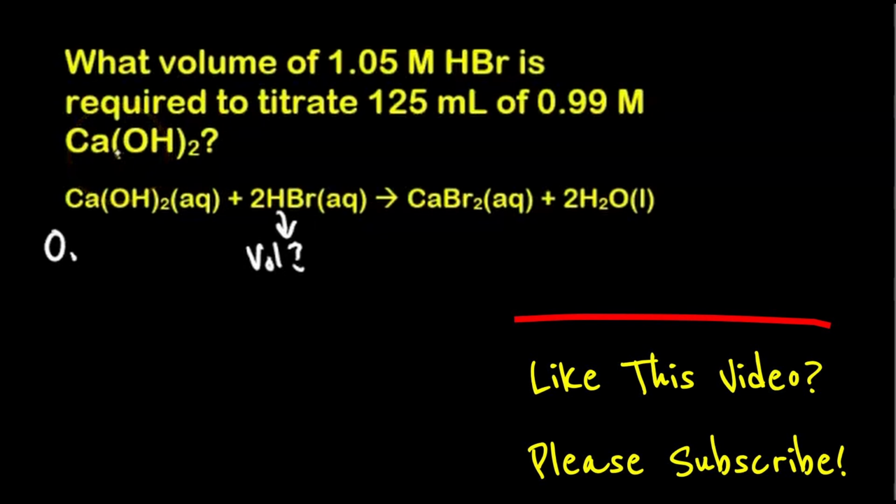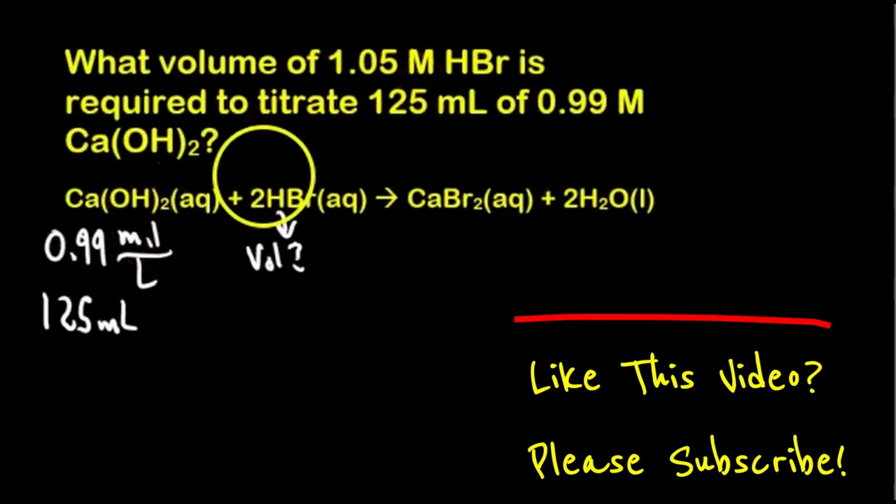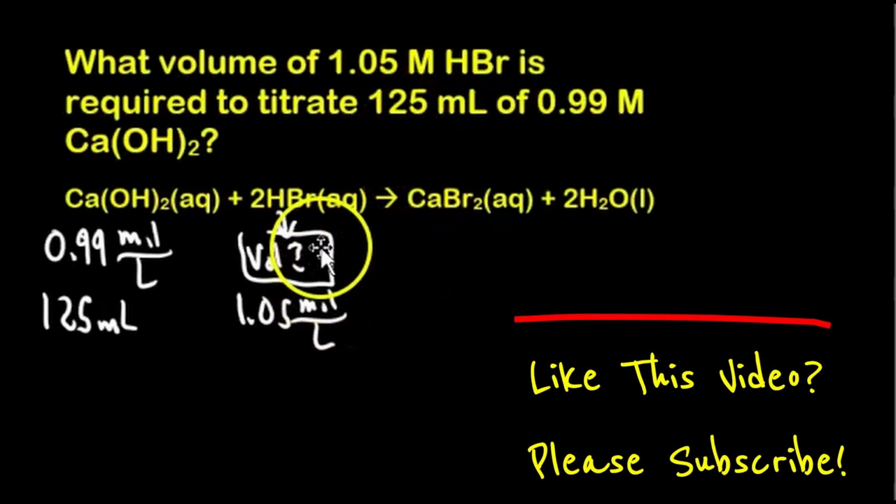So we have 0.99 moles over liter. Remember, this is a hidden unit, 2 units, moles over liters. And we're also given its volume, 125 milliliters. Now we're also given some information about this HBr. We're given that it's 1.05 moles for every 1 liter. But this is our desired because we want to know the volume with this one. So this is stoichiometry because we have a chemical equation. We have information about one of the compounds, and we want to know information about another compound. We have this information here, which is going to help us get the volume.